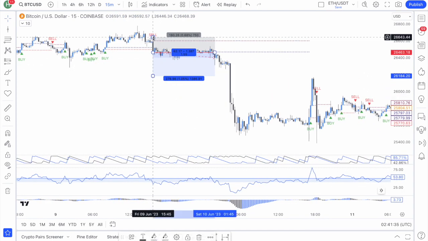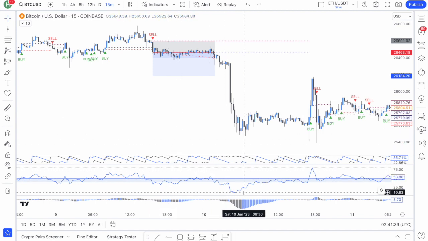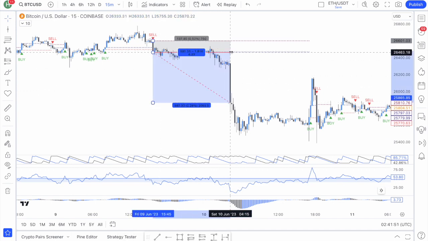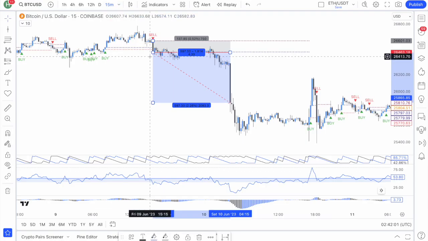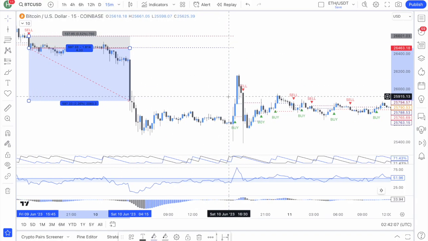So going right here, we would have held this all the way to here. So this big candle right here, that's where we would have exited, not all the way down, but right there. So it's 4.33, at 2.26. And then we'll do the next one over here.